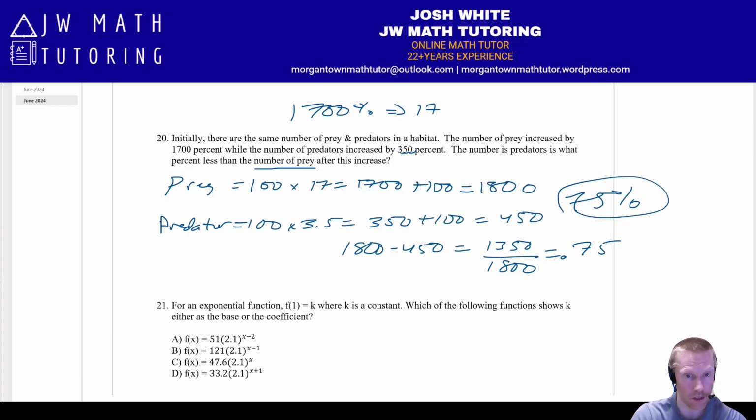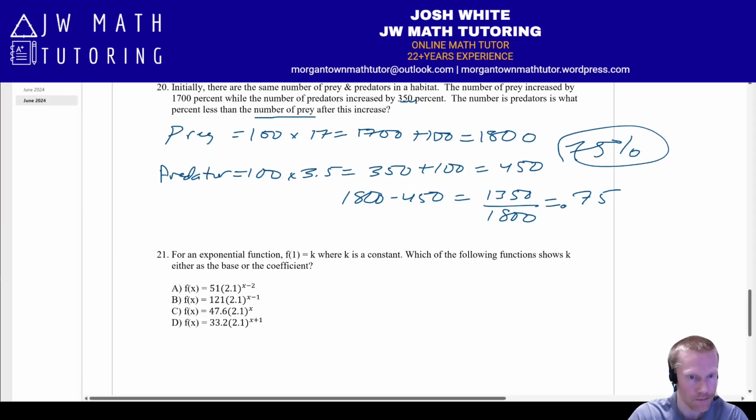And again, I think it's so much easier to do this by picking actual numbers. I'm not going to bother calculating this out with variables, like choosing x to be the initial amount of each and then adding 17x and adding 35 or 3.5x and going from there. It's just so much easier, I think, to do it this way with actual numbers.